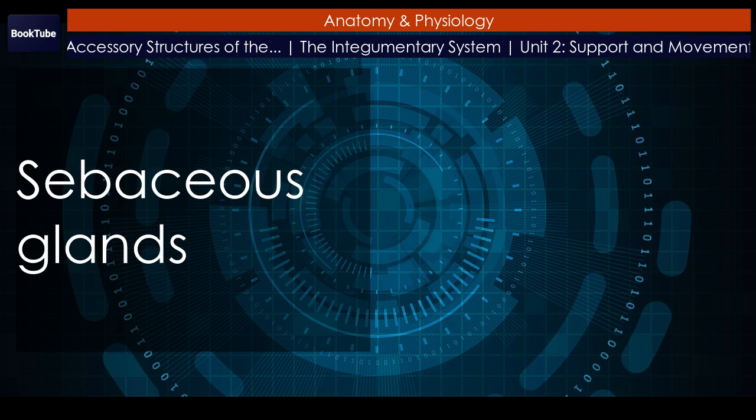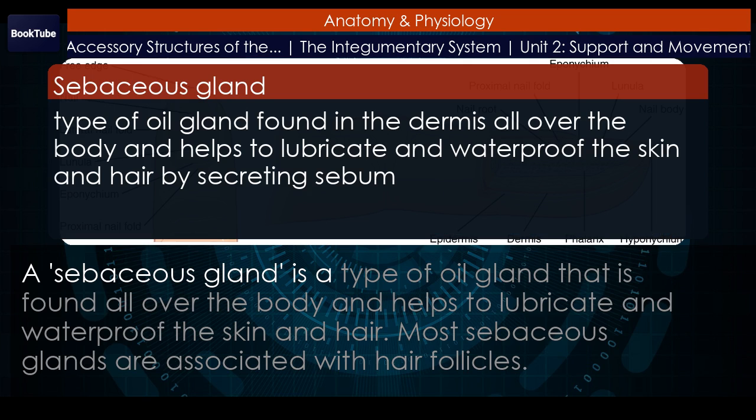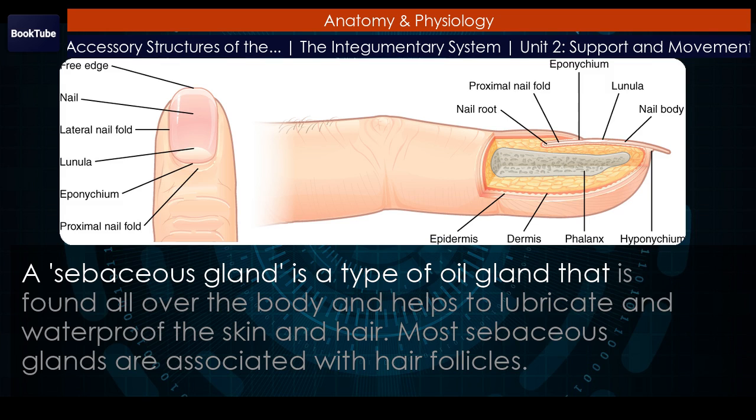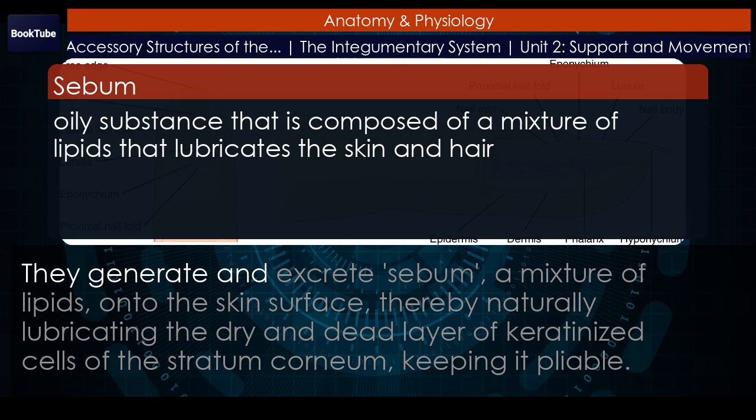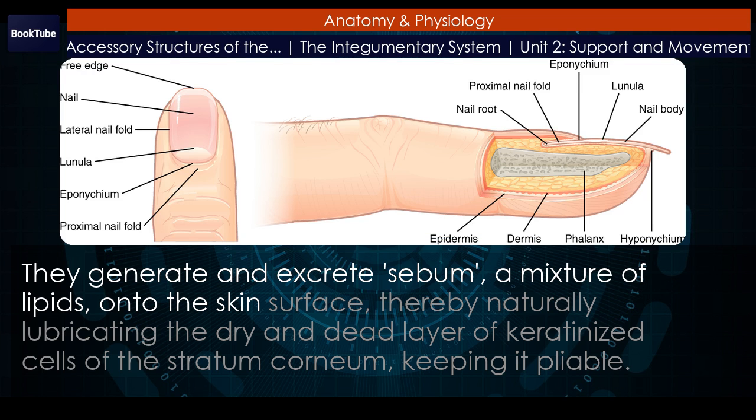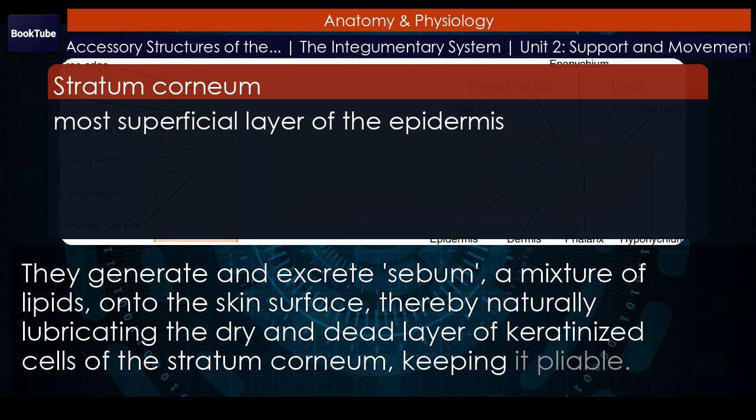Sebaceous glands. A sebaceous gland is a type of oil gland that is found all over the body and helps to lubricate and waterproof the skin and hair. Most sebaceous glands are associated with hair follicles. They generate and excrete sebum, a mixture of lipids, onto the skin surface, thereby naturally lubricating the dry and dead layer of keratinized cells of the stratum corneum, keeping it pliable.